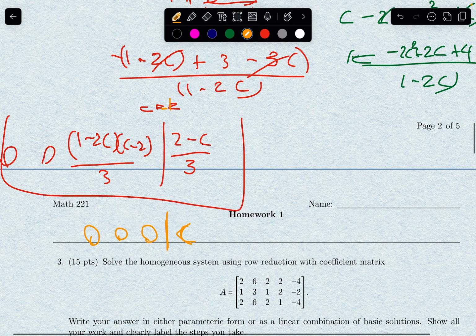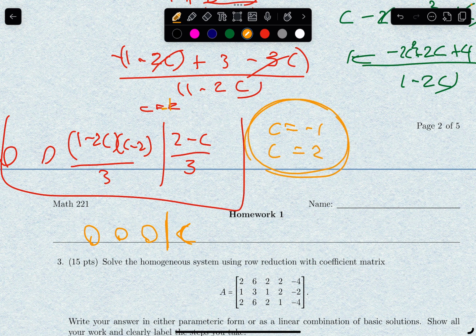So those are the two possible ways, if c equals negative 1 or if c equals 2, in which we can have a non-unique solution. So yeah, we used some algebra too.